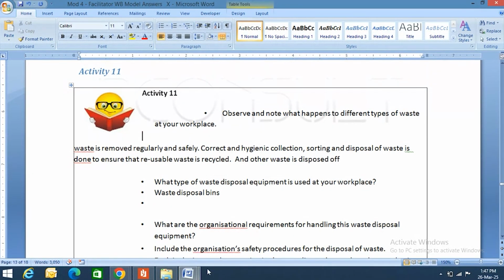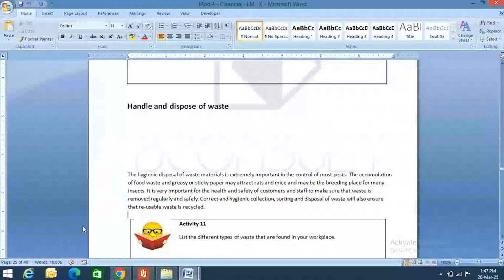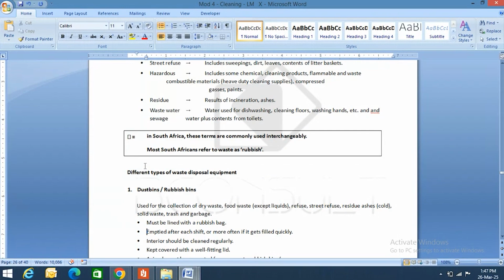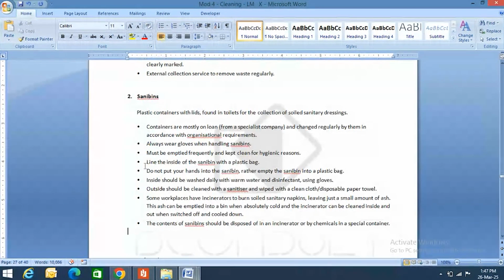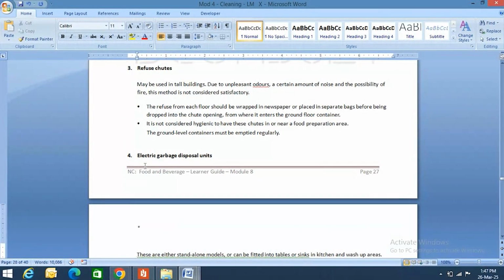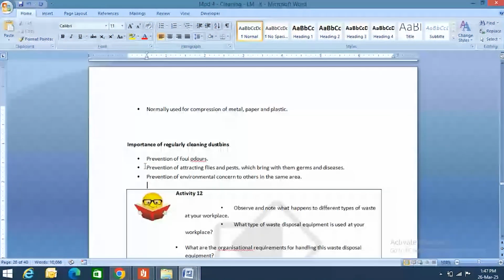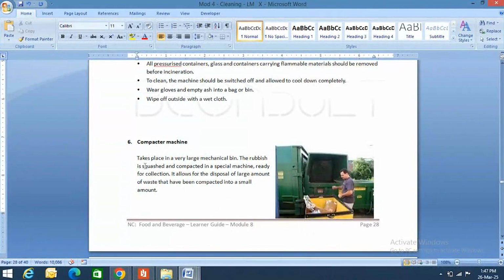So the next point, they want to know what type of waste disposal equipment you'll have. What do you all have? So there's different types, right? There's dust bins or rubbish bins. There's sani bins. There's electric garbage disposal units. There's refuse chutes, incinerators. Y'all know what incinerators are. It burns. It burns the dirt. And then compactor machines. Compactor machines make things, metals and things like that, smaller.